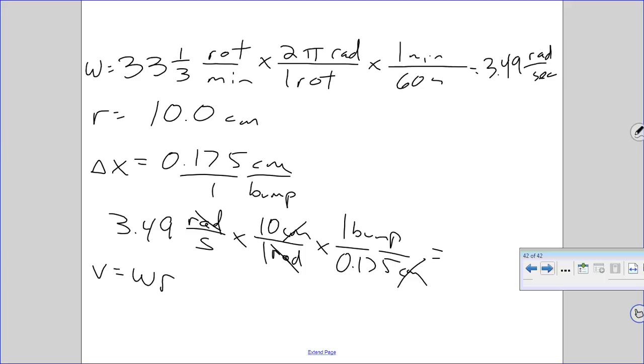What was the answer on it? 199 hertz, 199 bumps per second.